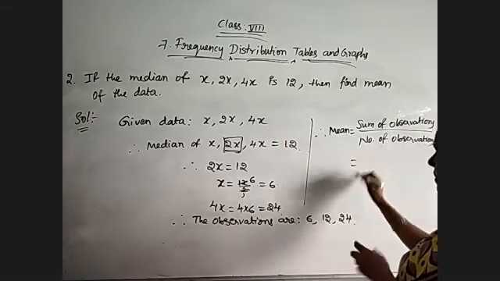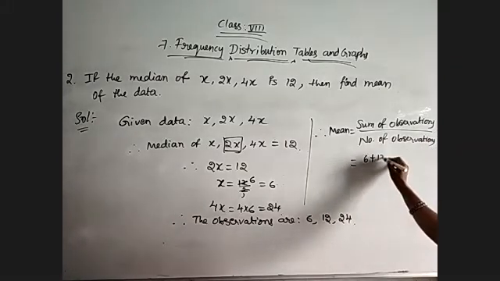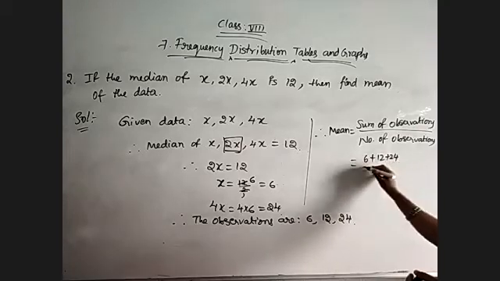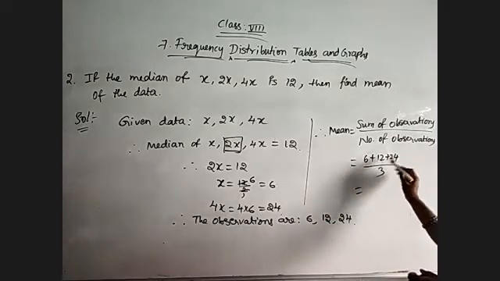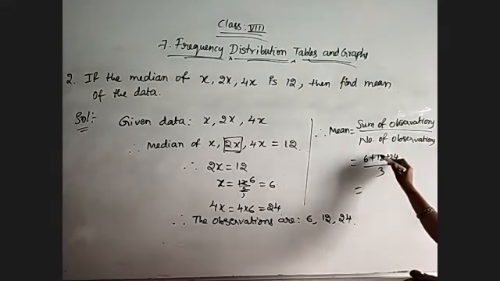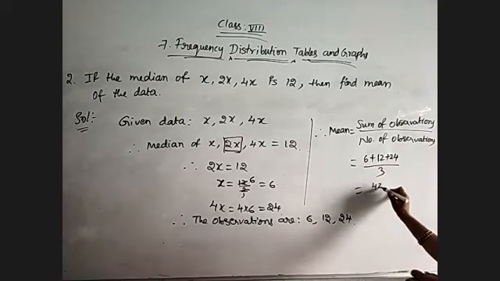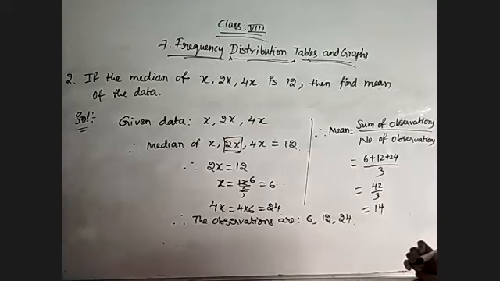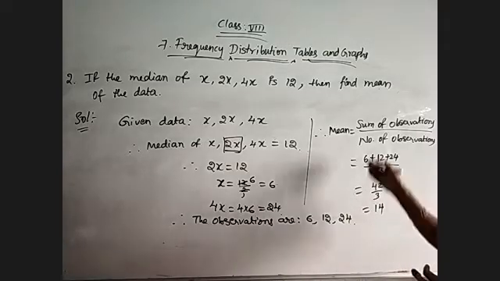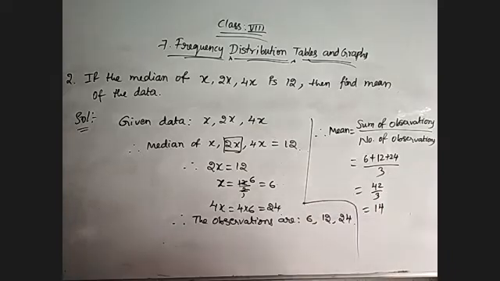So what are the observations here? 6 plus 12 plus 24 divided by the number of observations, which is 3. So 24 plus 6 is 30, 30 plus 12 is 42, 42 by 3. 3 fourteens are 42. So the mean of the data will be equal to 14.